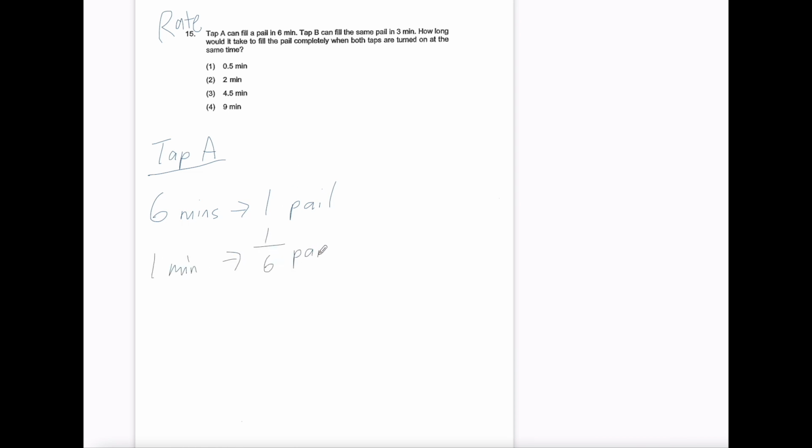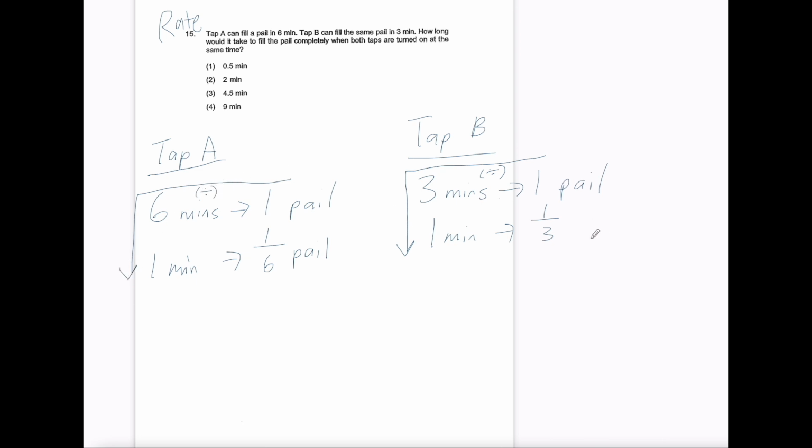1 minute will be 1/6 of a pail. How about tap B? 3 minutes, 1 pail. It's the same pail, so I'm just going to put pail. 1 minute is 1/3, because we are going to do this: divide, this over this times this. Same thing for this. So, what's the rate for tap A? It's 1/6 of a pail per minute. And this is 1/3 pail per minute.